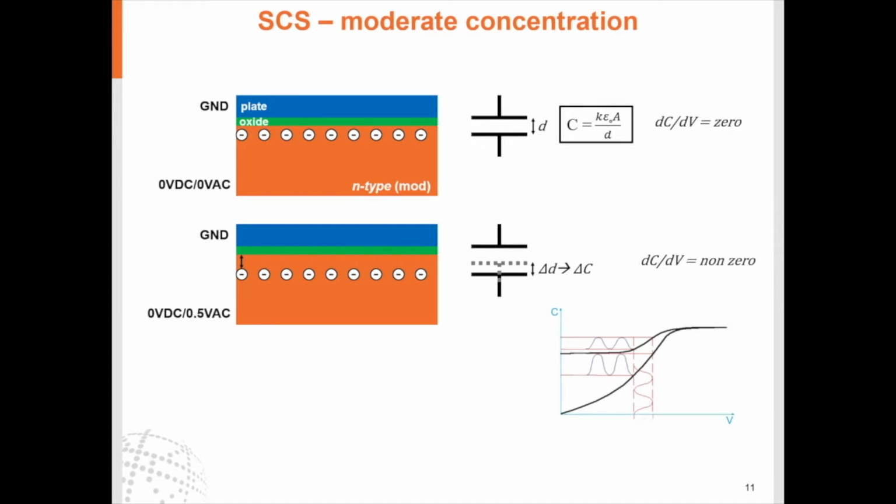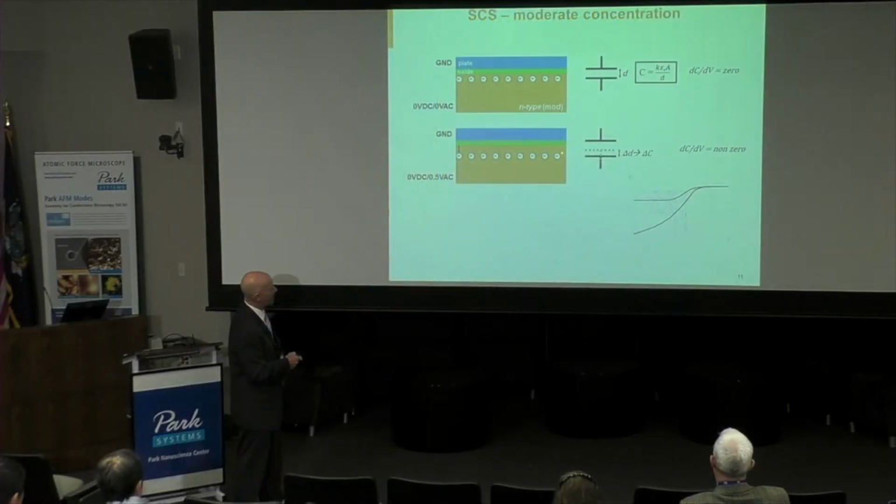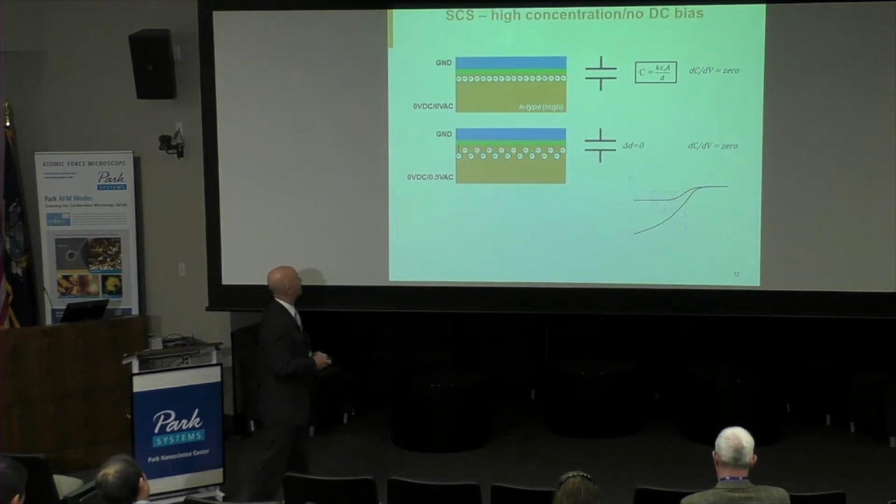Now, let's take the same sample and put a small AC bias on it. What's going to happen is those electrons are going to move away from the surface and come back to the surface and just continually keep going back and forth. So we're effectively moving one plate of that capacitor. It moves down and back up, down and back up. And we'll look at the slope of that CV curve. Now it's non-zero. So now we're going to see what's actually going on here. That's in the case of a moderately doped sample.